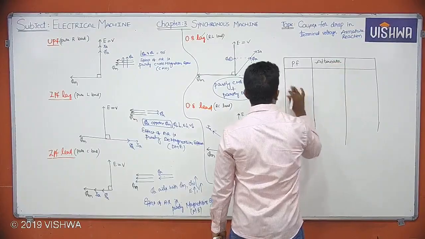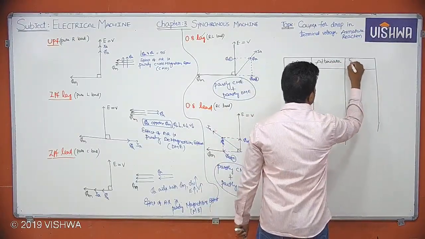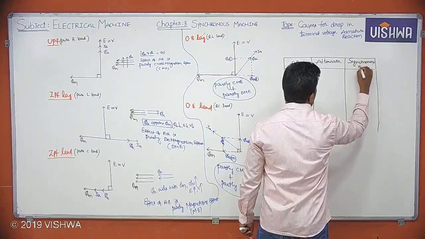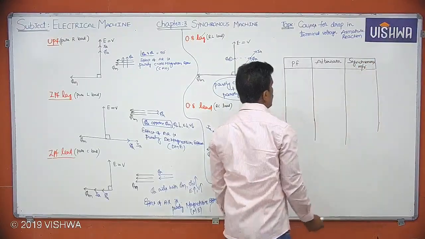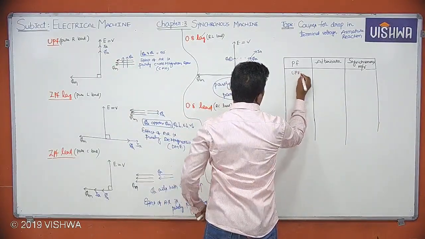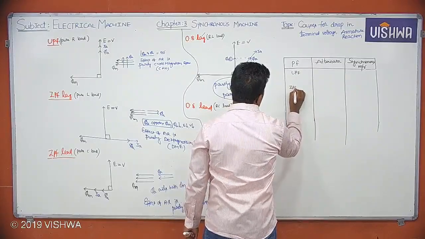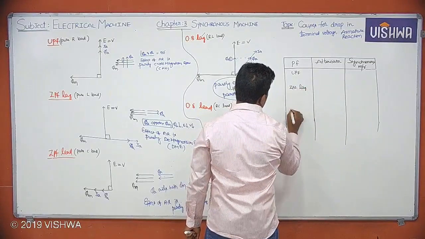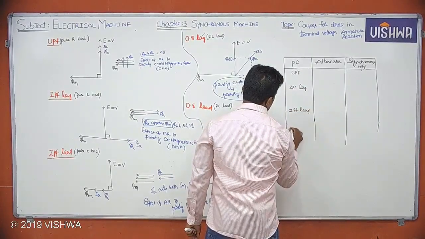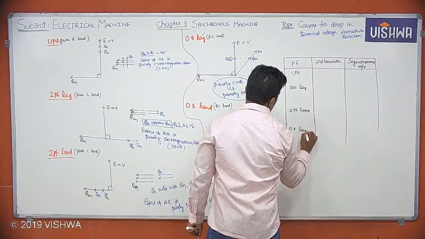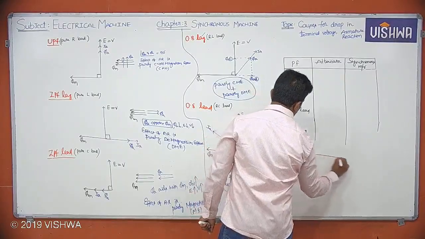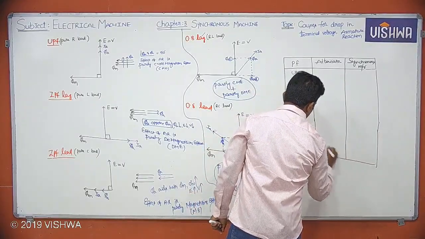Next, the same effect, how it will be in a synchronous motor. That also I will write here. For the synchronous motor: first, UPF load. Next, ZPF lag. Next, ZPF lead. Next, 0.8 lag. Next, 0.8 lead. Right?